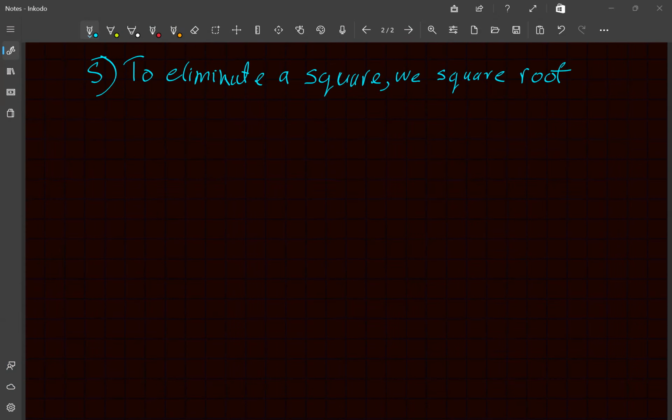Next, let's consider how to eliminate a squared number. And to eliminate a squared number, we take the square root. Let's say we had x squared plus 1 is equal to 10. Firstly, we need to get rid of this plus 1 by minusing 1 from both sides. Then we need to get rid of this square to solve for x, to get x alone. And to eliminate a square, we need to take the square root.